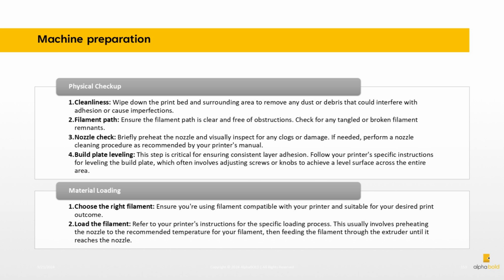Material loading. Choose the right filament. Ensure you're using filament compatible with your printer and suitable for your desired print outcome. Load the filament. Refer to your printer's instructions for the specific loading process. This usually involves preheating the nozzle to the recommended temperature for your filament, then feeding the filament through the extruder until it reaches the nozzle.